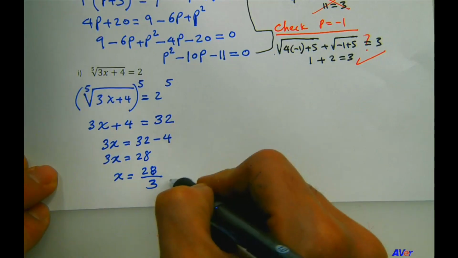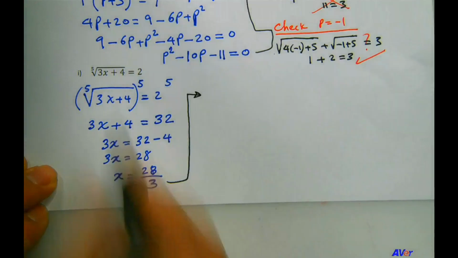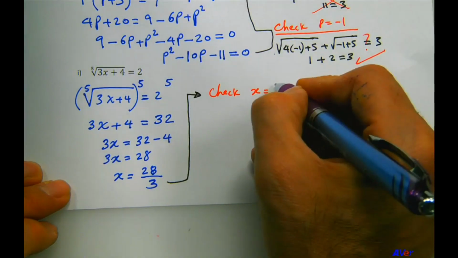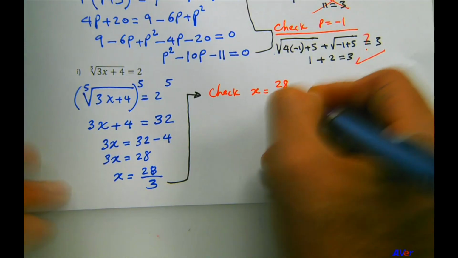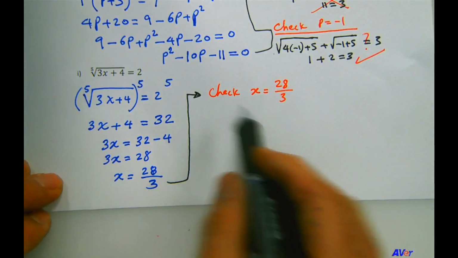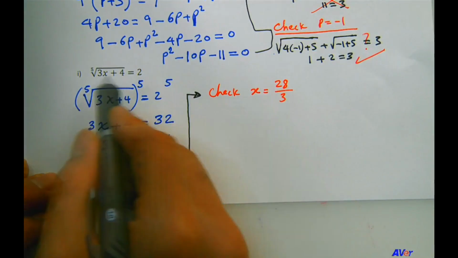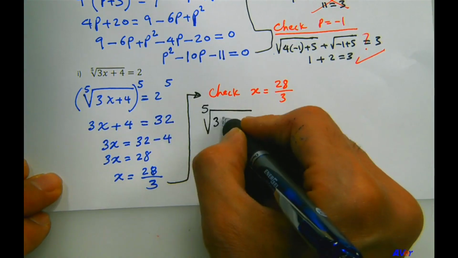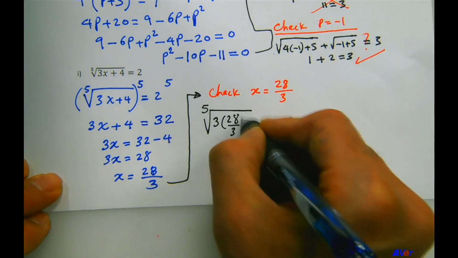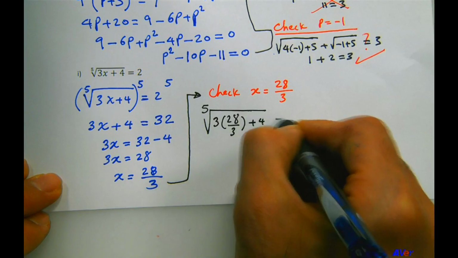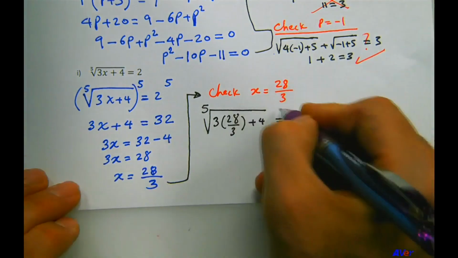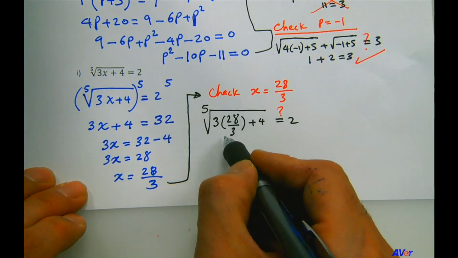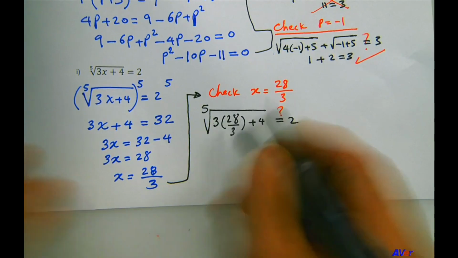Fortunately, we have enough room here for me to check that. So check x equals 28 over 3. Okay, we're going to check that. We're going to plug 28 over 3 in that. So fifth root of 3 times 28 over 3 plus 4, and we're wondering if the left side is equal to 2. Well, 3 and 3 cancel each other out because the 3 is being multiplied by that, right?